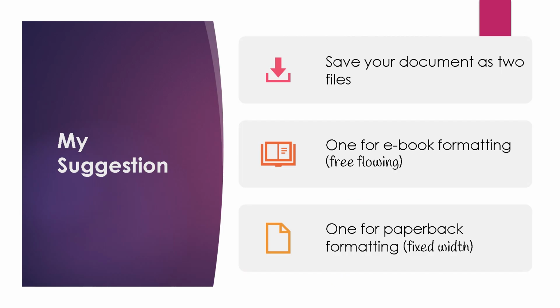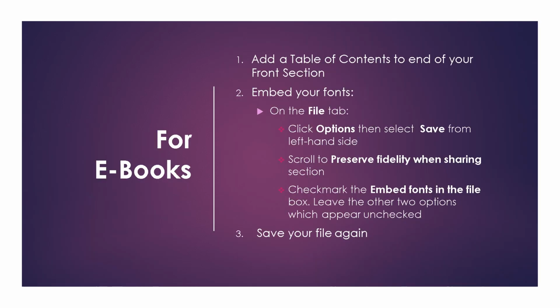I suggest you now save your work as two different files, one for ebook and one for paperback, because ebooks are free-flowing, so readers may resize text to their liking. Paperbacks are fixed width based on book size and number of pages. The last steps for ebooks is to add a table of contents to the end of your front matter. On the References screen, click the down arrow for Table of Contents, then select Automatic Table 2.